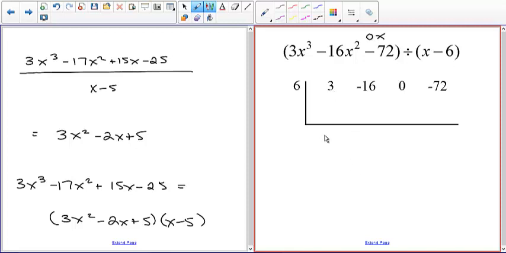Okay, bring down the 3. 6 times 3 is 18. Negative 16 plus 18 is 2. 6 times 2 is 12. 0 minus 12 is negative 12. 6 times negative 12. Did I do something wrong here? No, we add these things together. I don't know why I subtracted them. So you add them together.